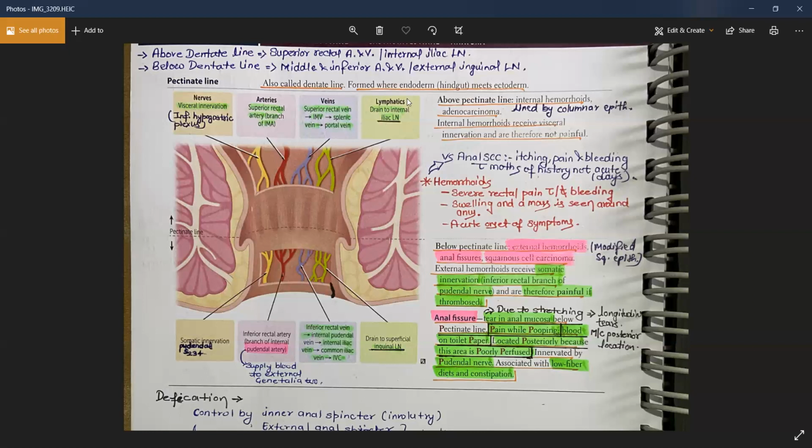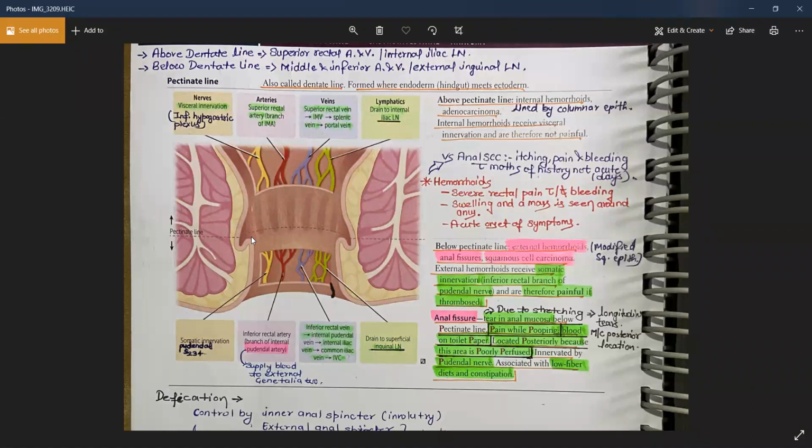For the lymphatics, we have discussed the lymphatics from the anal canal. Remember, below the pectinate line, you will have drainage to which lymph nodes? Superficial inguinal, right? Above the pectinate line, you will have the internal iliac lymph nodes.